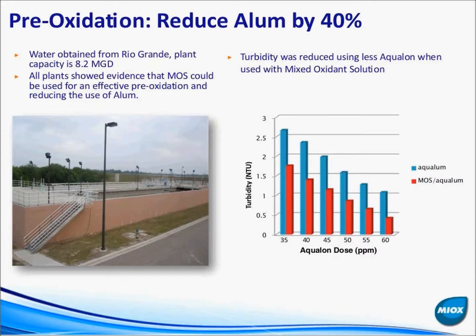And this is an example that we have where we're using Rio Grande water for a plant at 8.2 mgd, which shows evidence that MOS can be used for pre-oxidation reduction of alum. So a test was studied, and indeed, they did show that when comparing the turbidity on the y-axis here versus the dose, and comparing the blue graph, which is the coagulant only versus coagulant plus MOS, you can see in each one of these cases at a lower dosage, they got even better turbidity coming off of the clarifier.